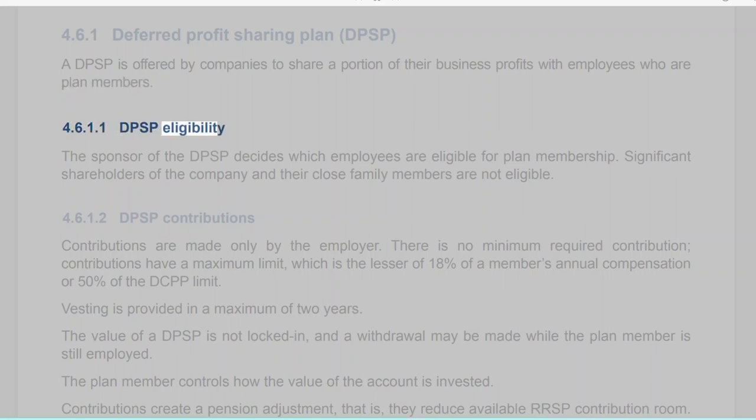4.6.1.1 DPSP Eligibility. The sponsor of the DPSP decides which employees are eligible for plan membership. Significant shareholders of the company and their close family members are not eligible. 4.6.1.2 DPSP Contributions. Contributions are made only by the employer. There is no minimum required contribution. Contributions have a maximum limit, which is the lesser of 18% of a member's annual compensation or 50% of the DCPP limit. Vesting is provided in a maximum of 2 years.